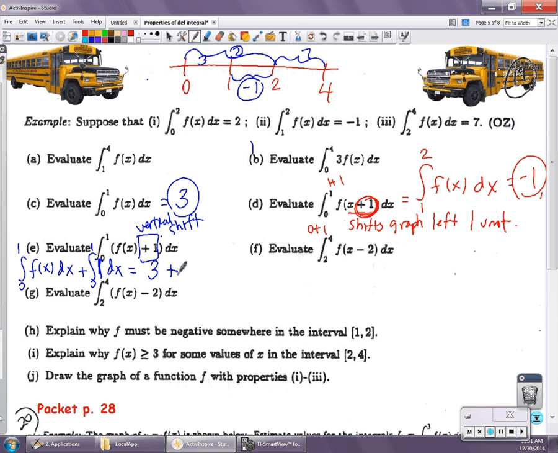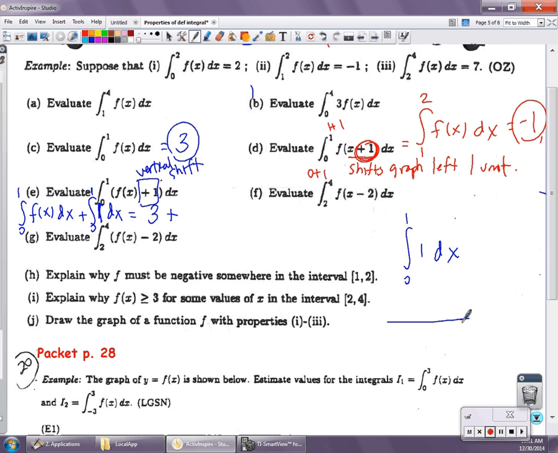The area from 0 to 1, so let me pull this out over here. The area from 0 to 1 of 1 dx. Think about that for just a second. Basically, we're starting from 0 to 1, and we have a rectangle that is 1 unit tall. So we have a 1 by 1. So all we're really doing is calculating the area of that rectangle, which is 1 by 1, for a total area of 1. So 3 plus 1 is 4.